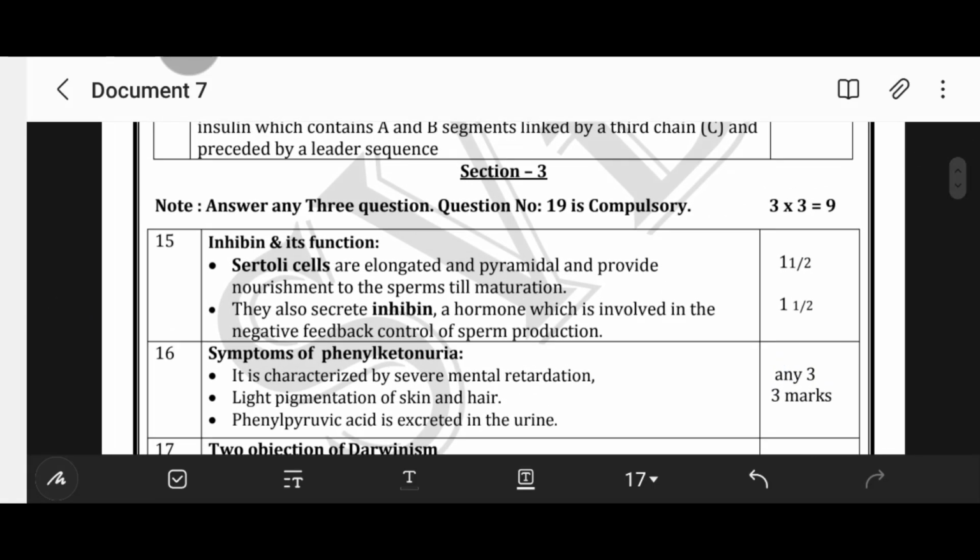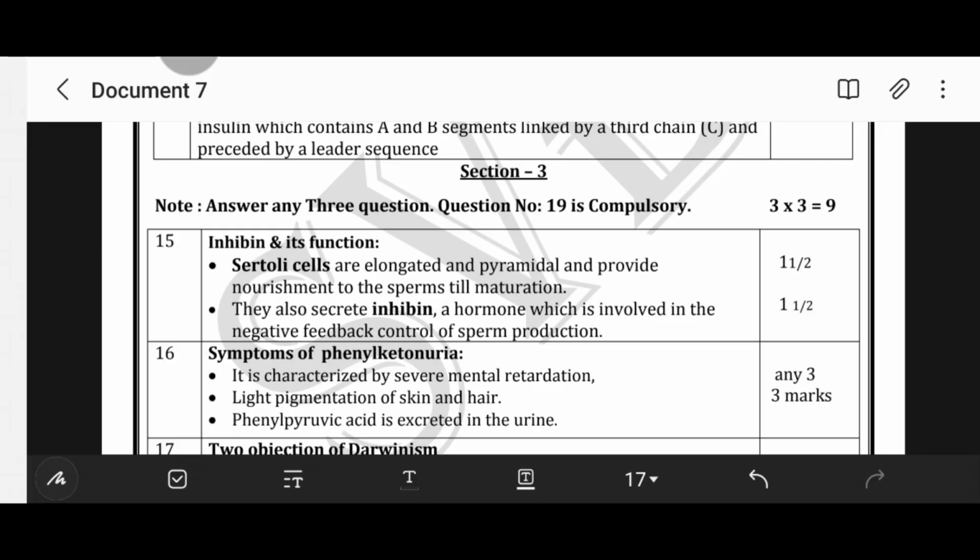The question is taken from chapter 2, a highly expected chapter in the question paper. Inhibin and its function. In the book, Sertoli cells are elongated and pyramidal and provide nourishment to the sperm till maturation. They also secrete inhibin, a hormone involved in the negative feedback control of sperm production. Inhibin is a type of hormone and it controls the negative feedback mechanism. This is the function of inhibin.